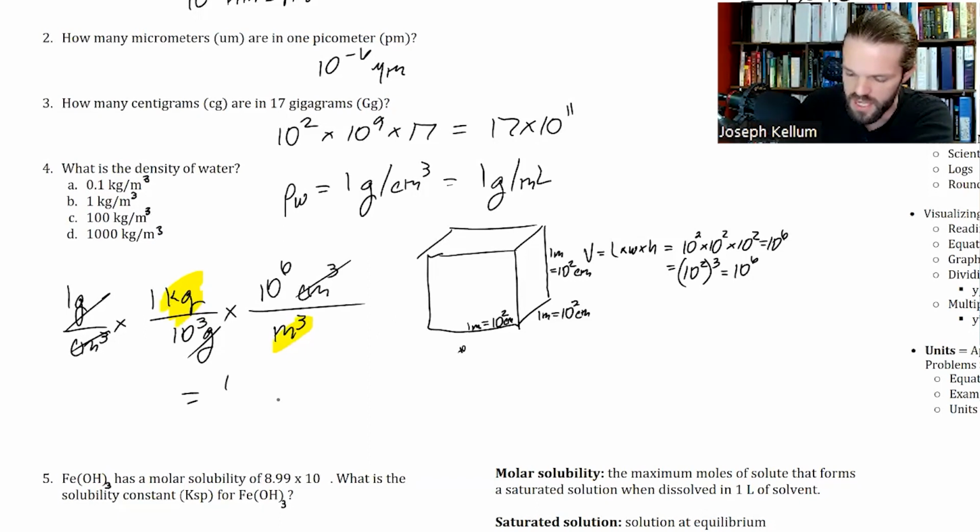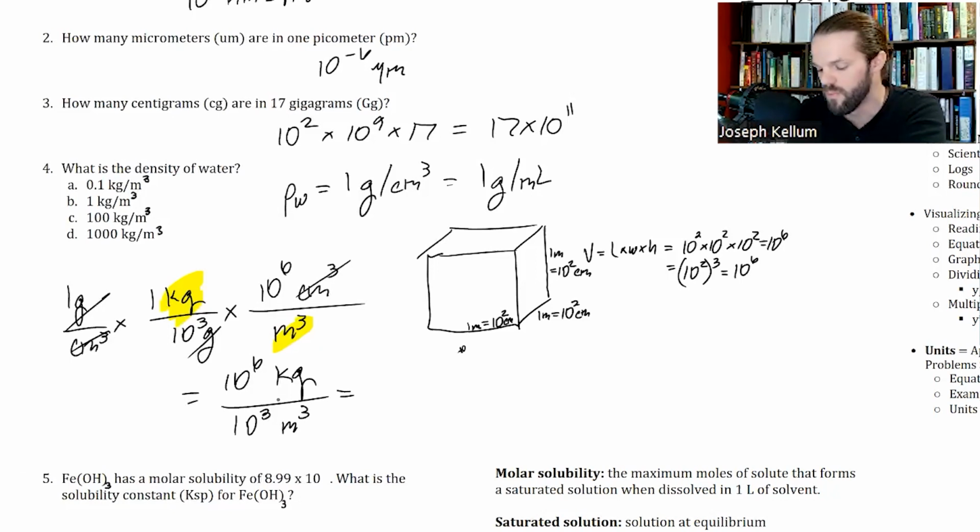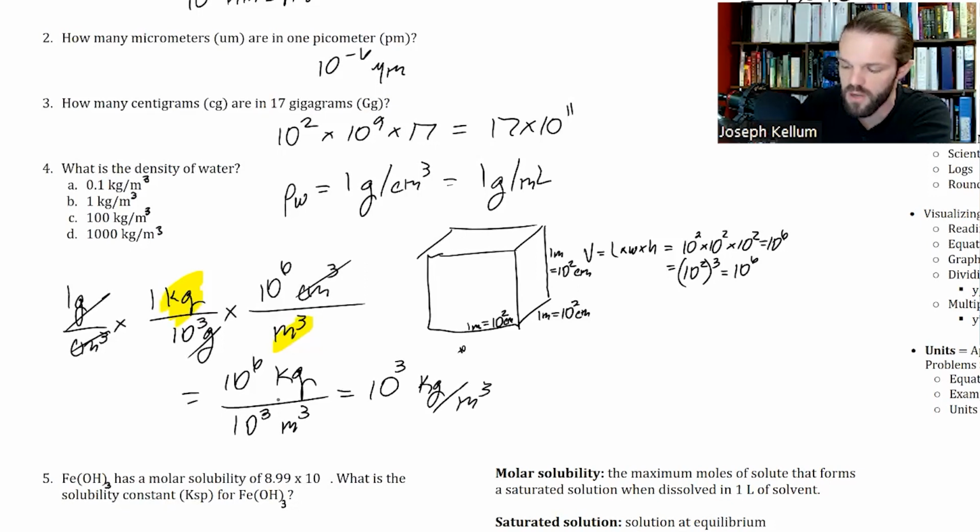What you end up with here is 10 to the 6 kilograms divided by 10 to the 3 meters cubed, which, when we divide exponents, you can just subtract the exponents as long as they have the same base. So what we end up with here is 10 to the 3 kilograms per cubic meter. And so that is the density of water. So D is the correct answer for those 3 of you who voted for that.